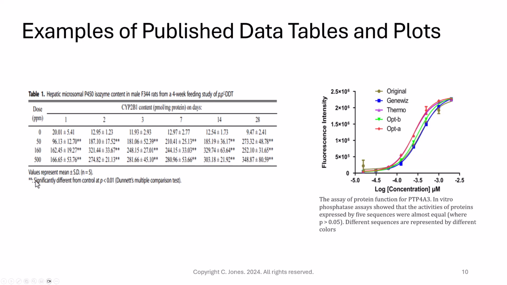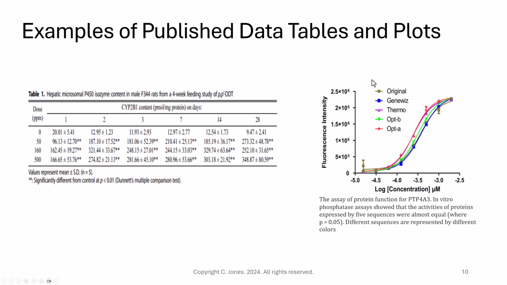So all they really said was the values are the mean, which is the average, plus or minus the standard deviation, and we used 5 rats for each data point. But it really doesn't give us much more information. So to me, this is sort of a weak table.